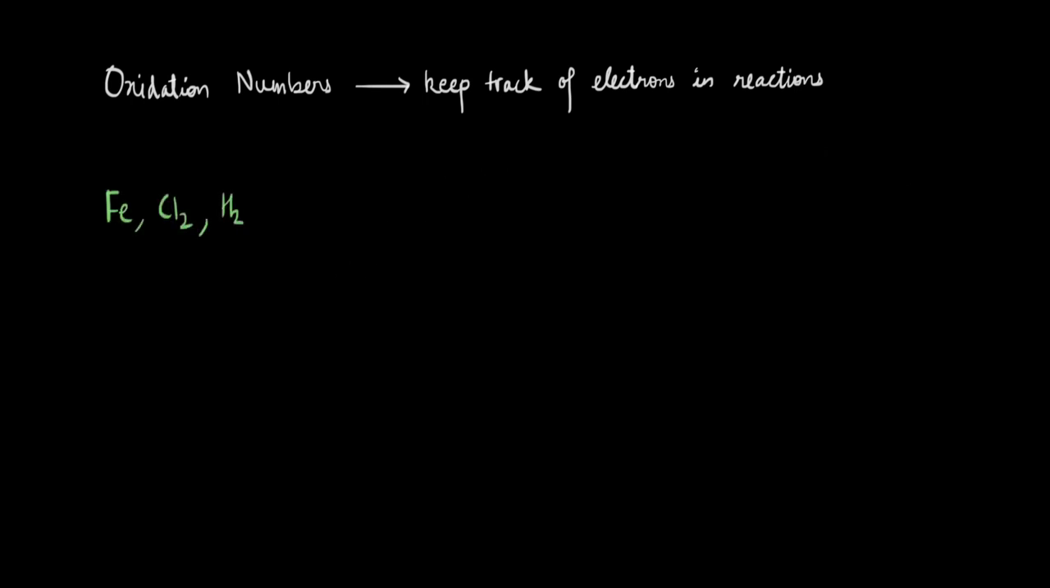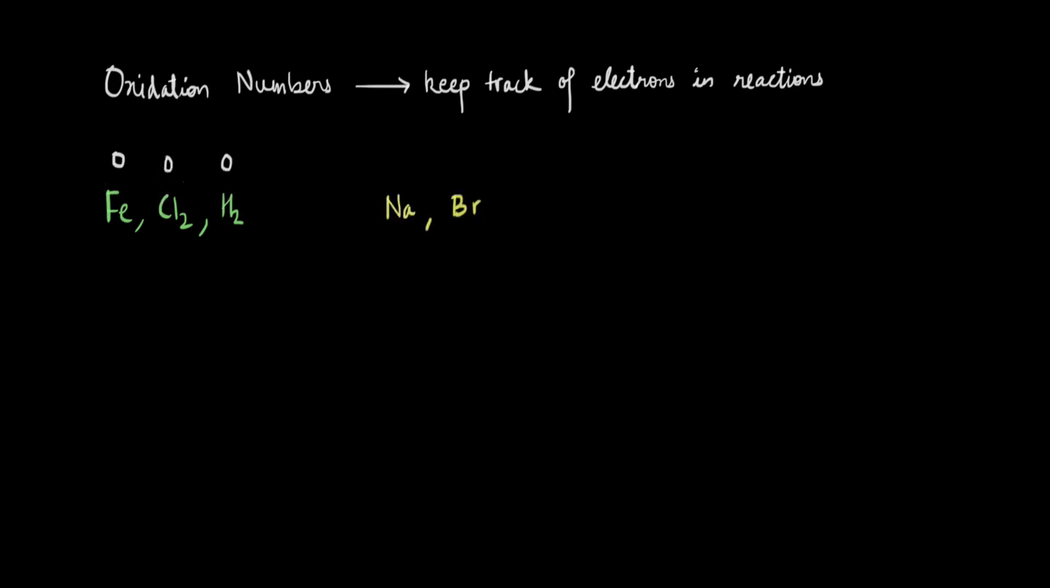The first one is that the oxidation number of a free species is going to be zero. So if you have pure iron taking part in a reaction, its oxidation number will be zero. Similarly, if you have chlorine gas or hydrogen gas taking part in a reaction, in each of these molecules, each chlorine will have an oxidation number of zero. The same goes for the hydrogen here.